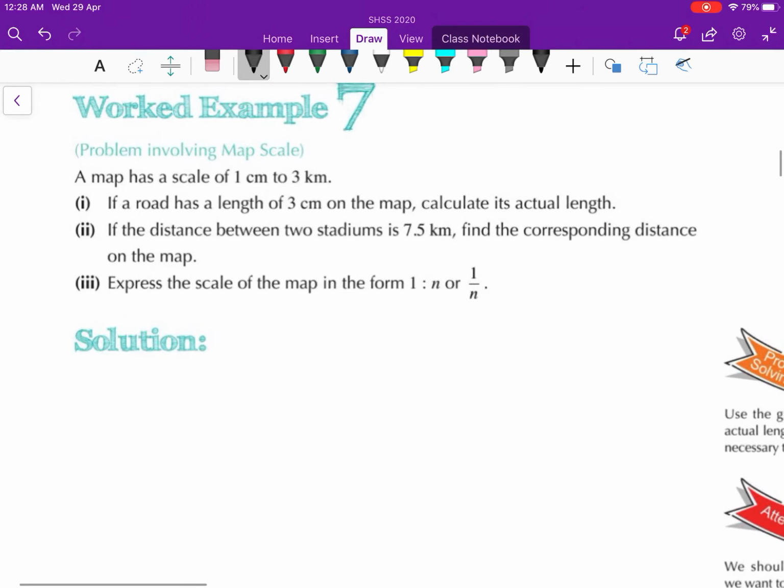Let's read the question. A map has a scale of 1 cm to 3 km. Now 1 cm to 3 km. 1 cm is the length on the map and 3 km is the length on the actual ground. Now, if a road has a length of 3 cm on the map, calculate its actual length. Okay, that is part 1. It says it has 3 cm on the map. What is the actual length?